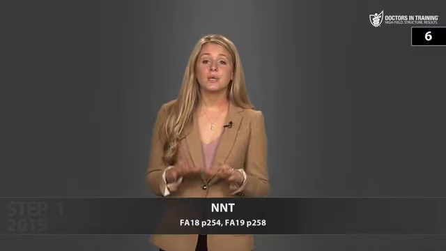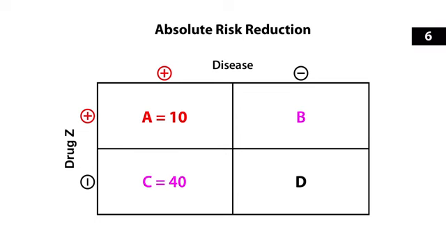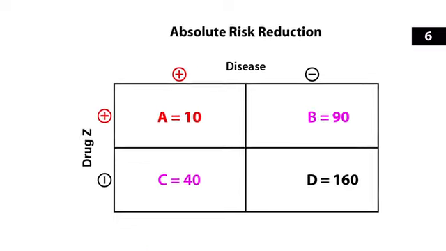So the first thing to do is set up a 2x2 table. A is 10 because 10 people received drug Z but still got diabetes. We know that A plus B is 100 because that's the total number of subjects that were given the drug. So if A plus B is 100 and A is 10, then B must be 90. C is 40 because this was the number of people in the control group who developed diabetes. And then, if the total number of subjects in the control group was 200, then D must be 160.